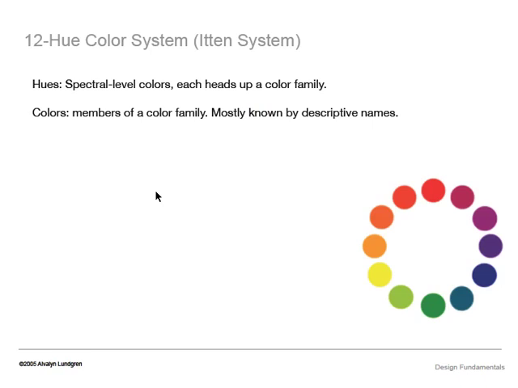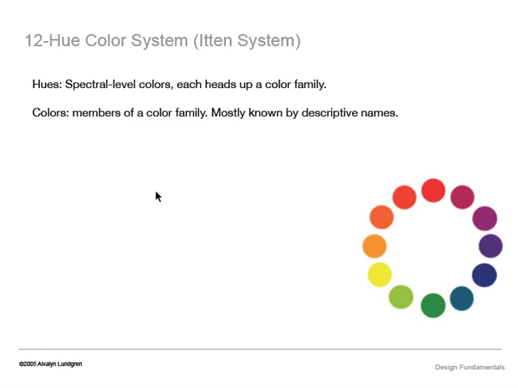Color has been studied systematically for centuries. And one of the reasons that there has been, we'll say, a move to categorize and order color is because it is a very necessary thing in order to be able to work with it, to be able to apply it comfortably.